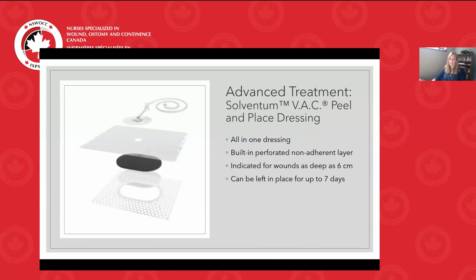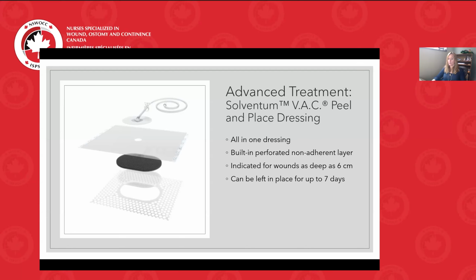So this is the advanced 7-day wear dressing. If none of you have seen this before, it's called a peel in place dressing. Peel in place dressing is utilized with negative pressure wound therapy. The nice thing about this is it's an all-in-one system. It has a non-contact layer built into it, so this can be left in place up to 7 days. If you have a patient that's coming from a long ways away to your clinic, you can put the dressing on, they can come back in 7 days, and you can change it.